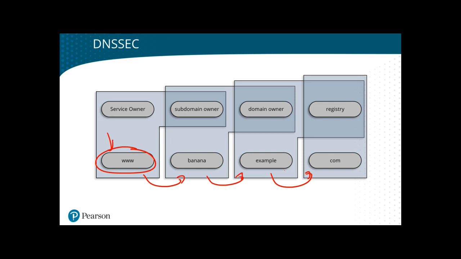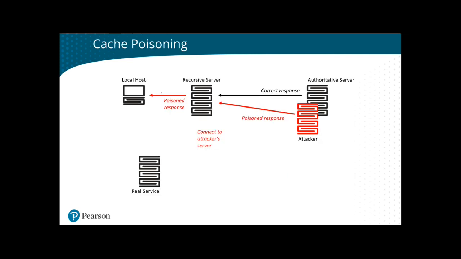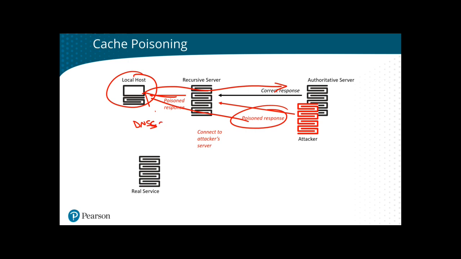So now if you do this, when the local host sends the query out and the poisoned response comes back, the host can say, no, the DNSSEC signature does not match, I'm going to reject this poisoned response. The recursive server can do that as well. So this blocks the attacker from poisoning the cache. DNSSEC is actually a very big deal in the world of DNS security. Not all domains are DNSSEC enabled, just some of them.